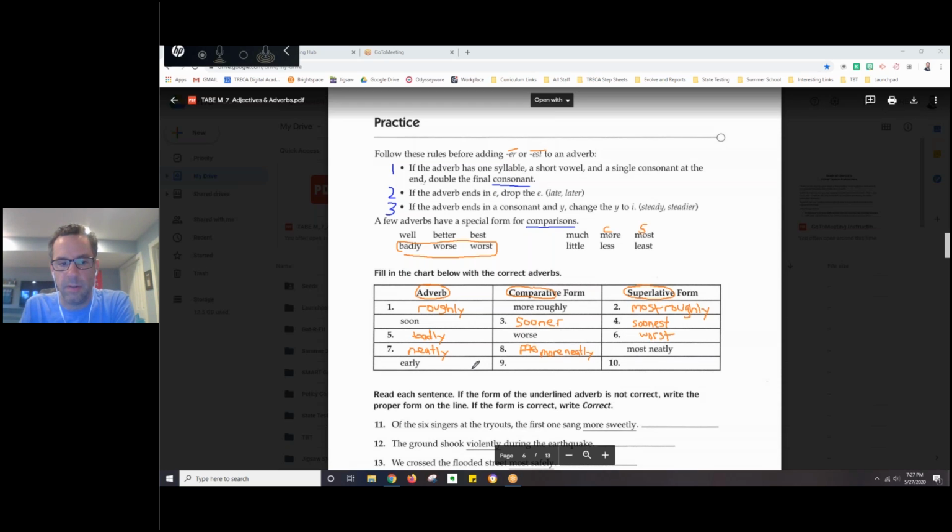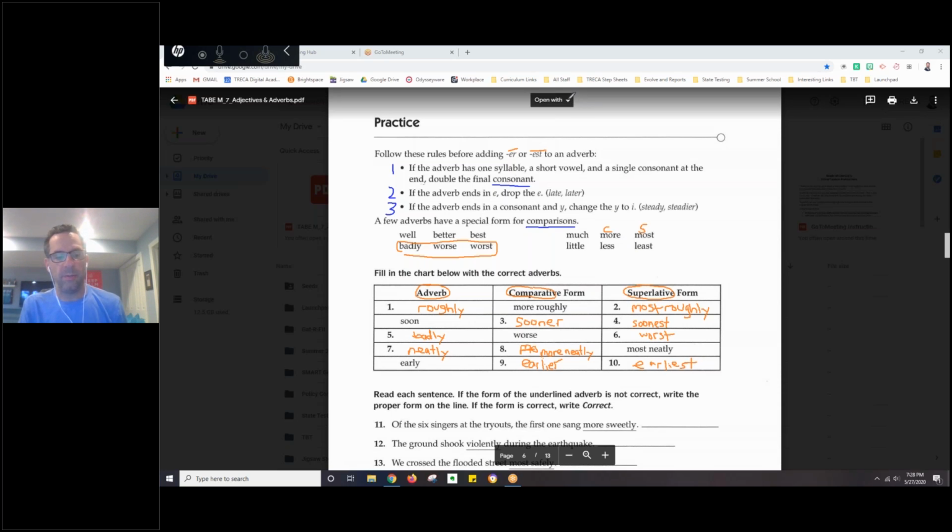And then early. This is going to be rule 3. If the adverb ends in a consonant and Y, change the Y to I. So steady becomes steadier, early becomes earlier, and then the superlative would be earliest. That's how you would do this chart.